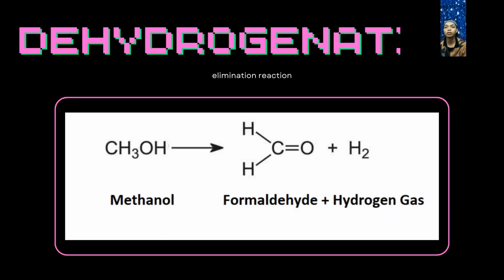Basically the process that we need is dehydrogenation. When we talk about dehydrogenation, the one thing that comes to my mind is basically the removal of hydrogen gas from a methanol compound. In this diagram, I show you how it works. Hydrogen in the methanol, we separate it and we get formaldehyde. So this is one of the elimination reactions.